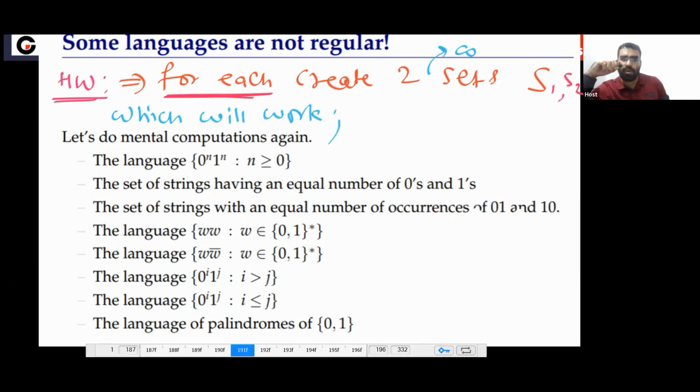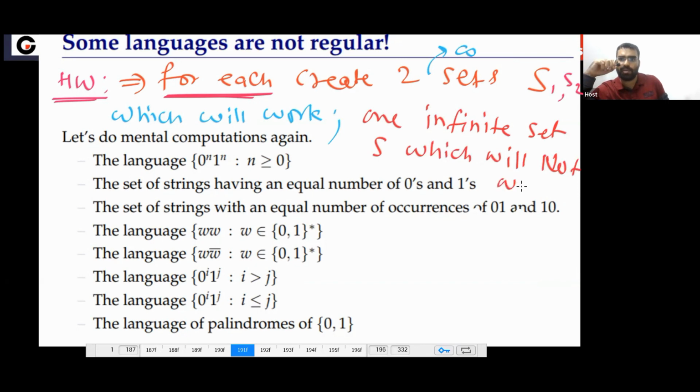Also you need to create one infinite set S which will not work. Is this clear? Tell me, is this clear to everyone? This is the homework. For each of them, you create sets S1 and S2 which will work. So two different sets which will work for each of them, and for each of them you create one infinite set which will not work.